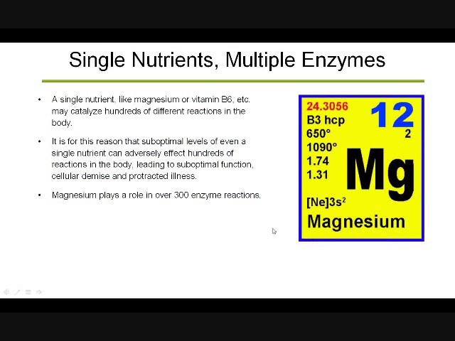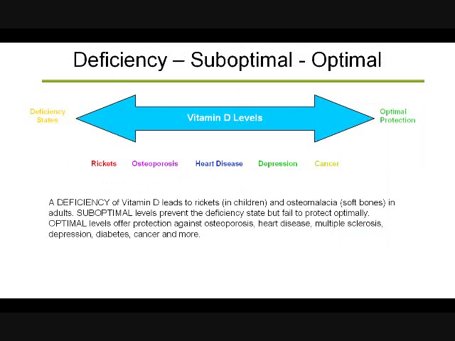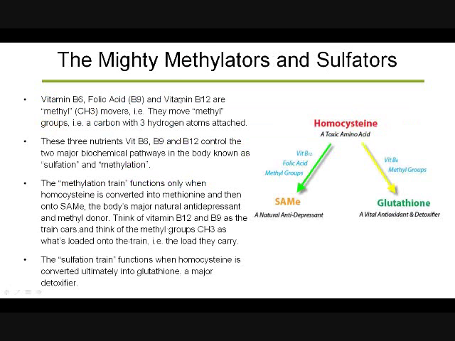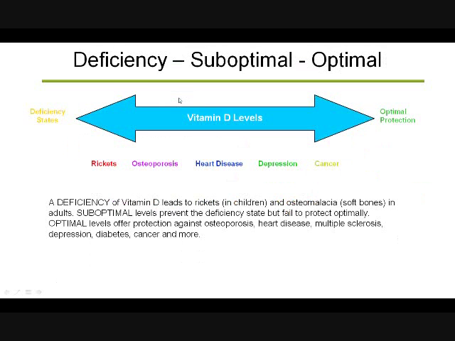Another concept is that a single nutrient like magnesium or B6 can catalyze hundreds of different reactions. And it's for this reason that suboptimal levels of even a single nutrient can adversely affect hundreds of reactions in the body. So for instance, magnesium plays a role in over 300 enzyme reactions, and zinc plays a role in even more.